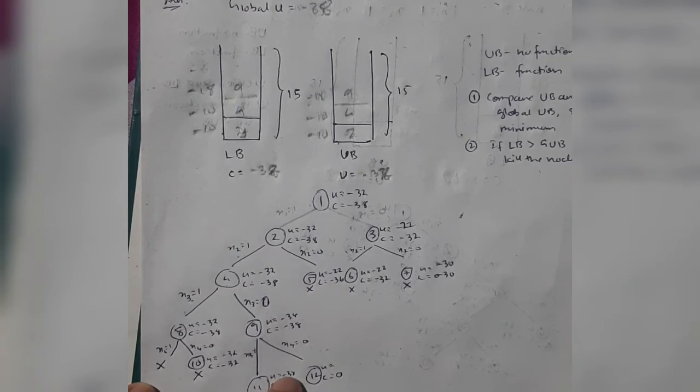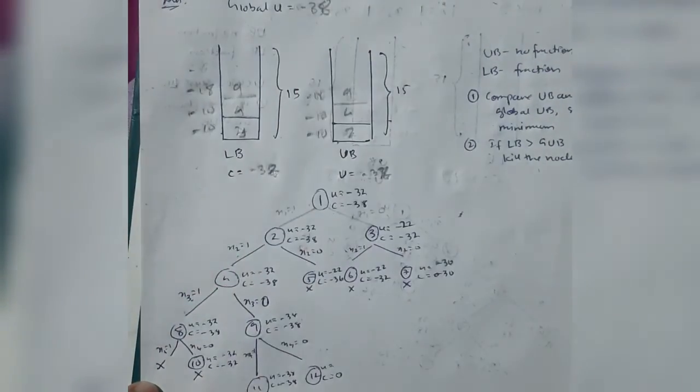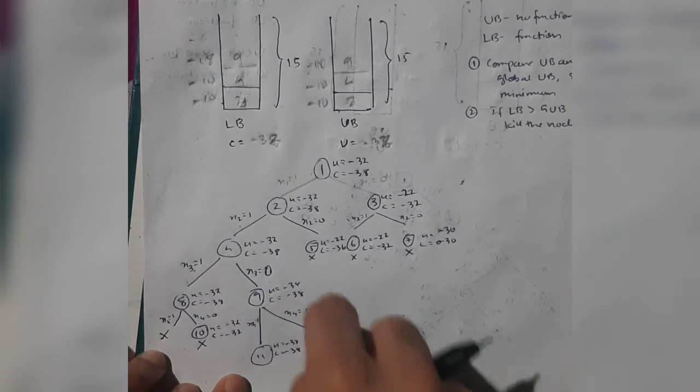Is this valid? U is minus 38, here also U is minus 38, it's a valid U, and C is minus 38, which is equal to this one, this is also valid. Okay, so this node is valid here. And what about this one?